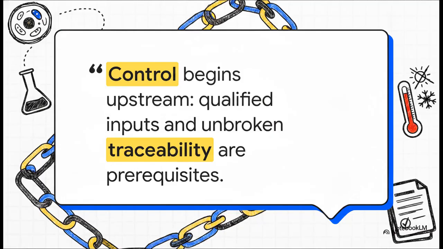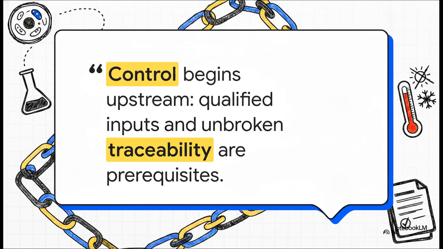Okay, let's start by recognizing the incredibly high stakes we're dealing with here. Control begins upstream. Qualified inputs and unbroken traceability are absolutely prerequisites for a safe ATMP. Because we're dealing with living, breathing biological inputs, a single upstream paperwork error or even a slight temperature excursion during transport isn't just a logistical hiccup. It is a critical safety event.